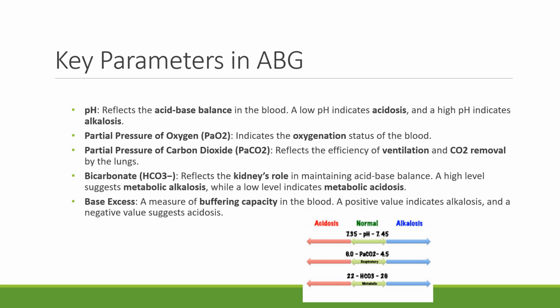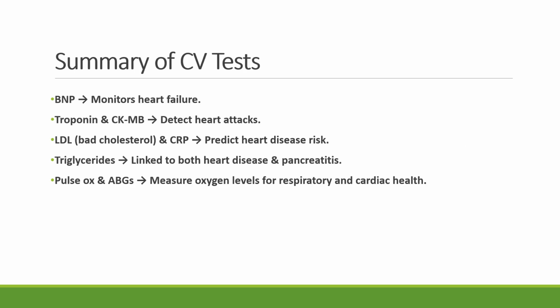Bicarbonate reflects the kidney's role in maintaining acid-base balance. A high level suggests metabolic alkalosis, while a low level indicates metabolic acidosis. Base excess is a measure of buffering capacity in the blood. A positive value indicates alkalosis, and a negative value suggests acidosis. Here is a summary of cardiovascular tests and what they are measuring for.